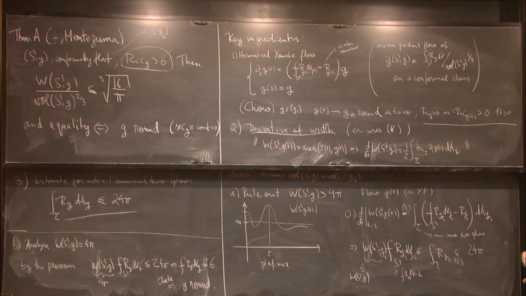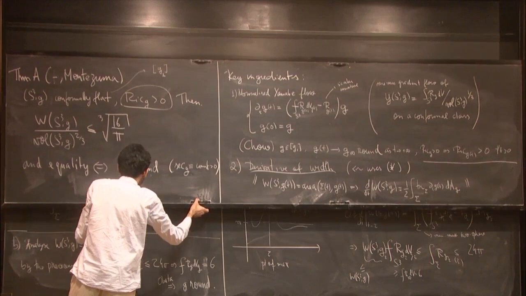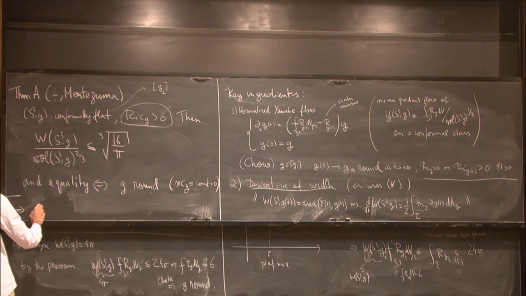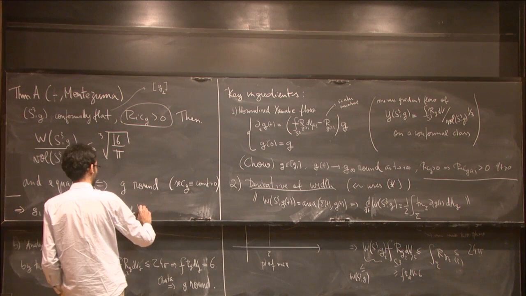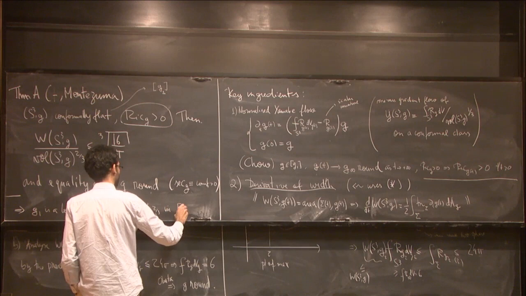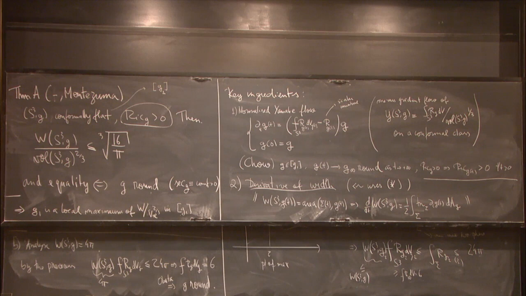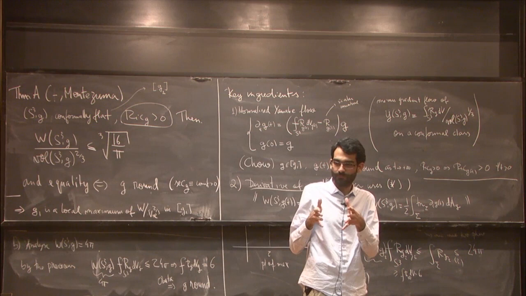Okay, so we have shown this theorem, which tells us that the round metric is a local maximum of the normalized width in its conformal class. And this is a unique maximum, which suggests that if I perturb the conformal class a bit, I should also see a local maximum.